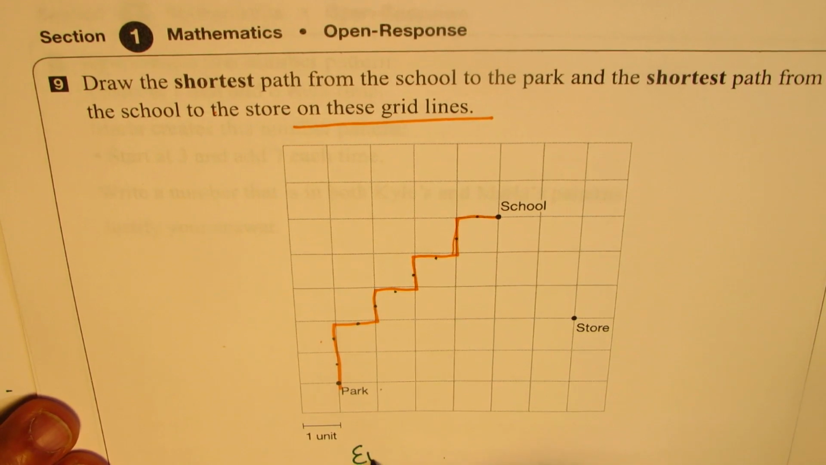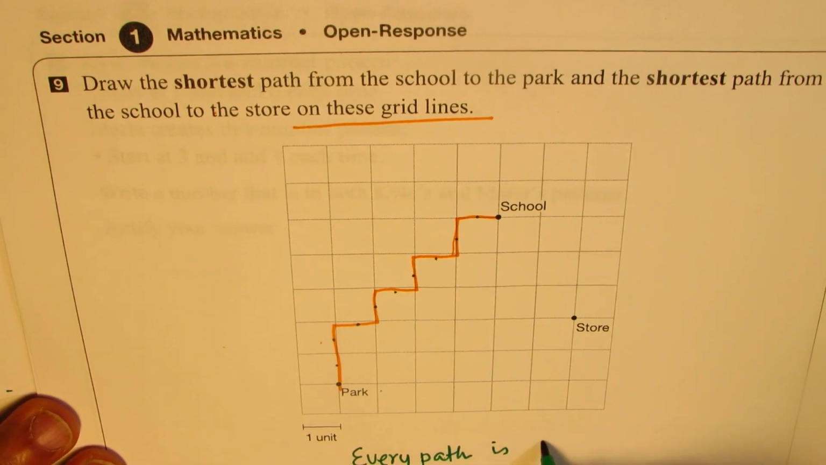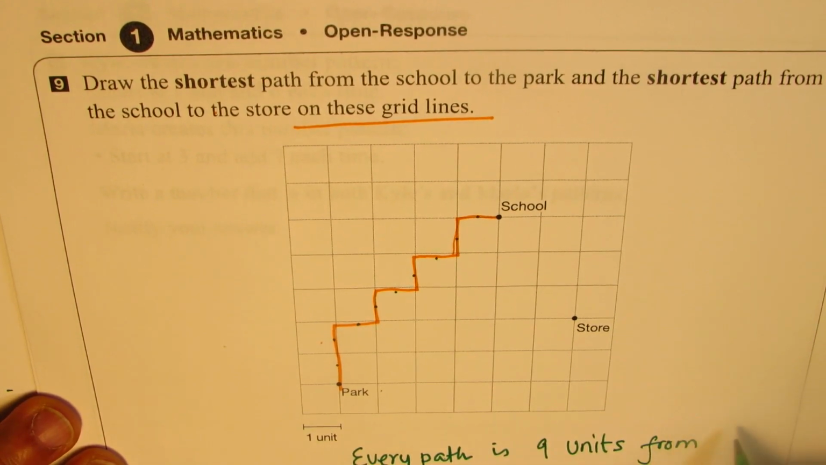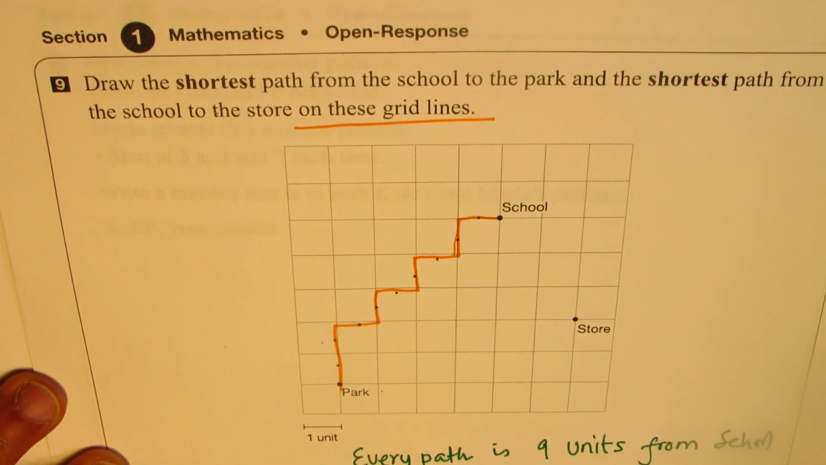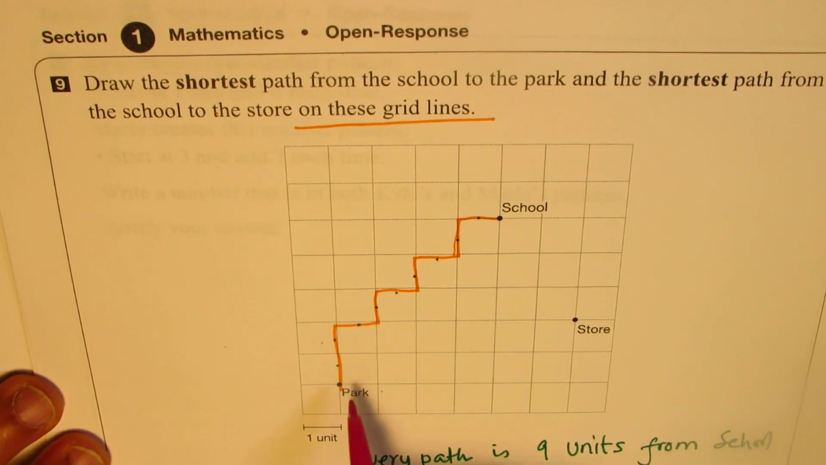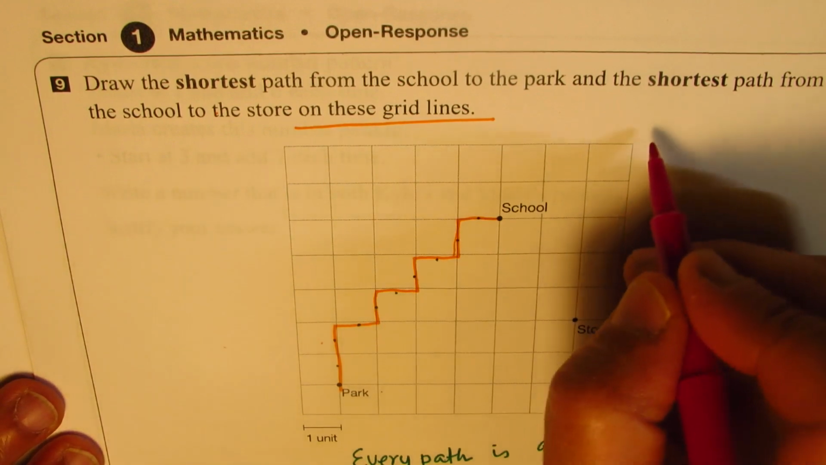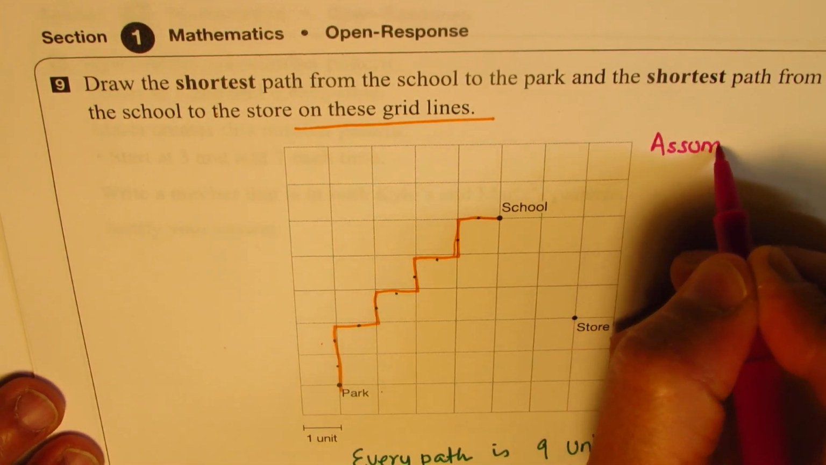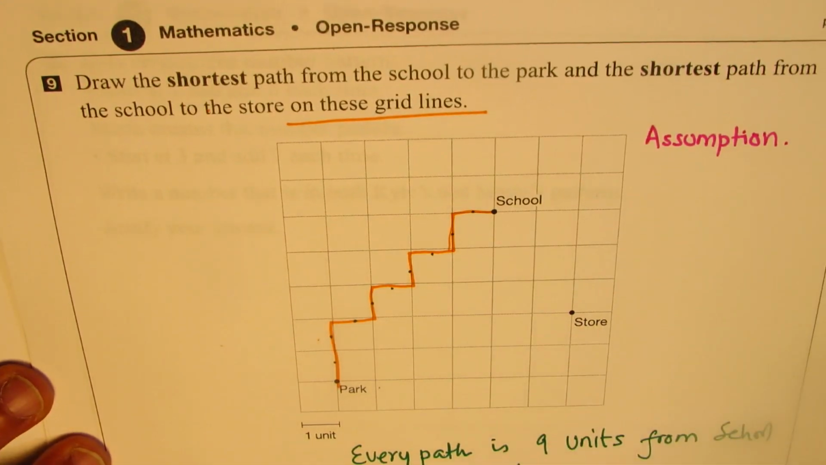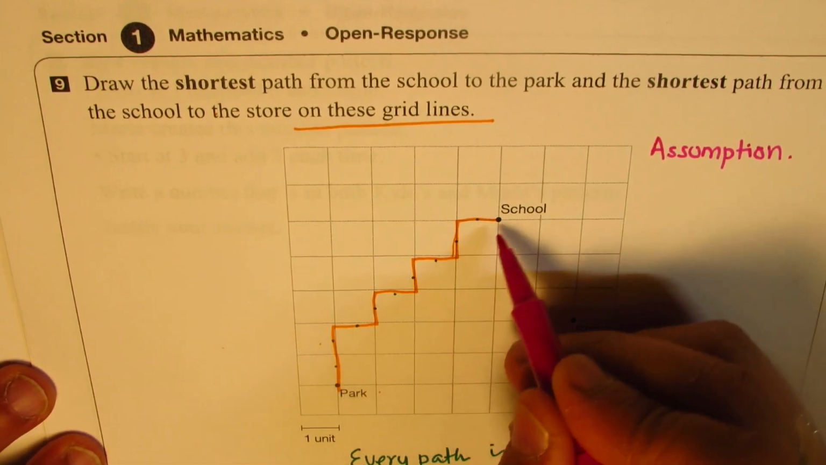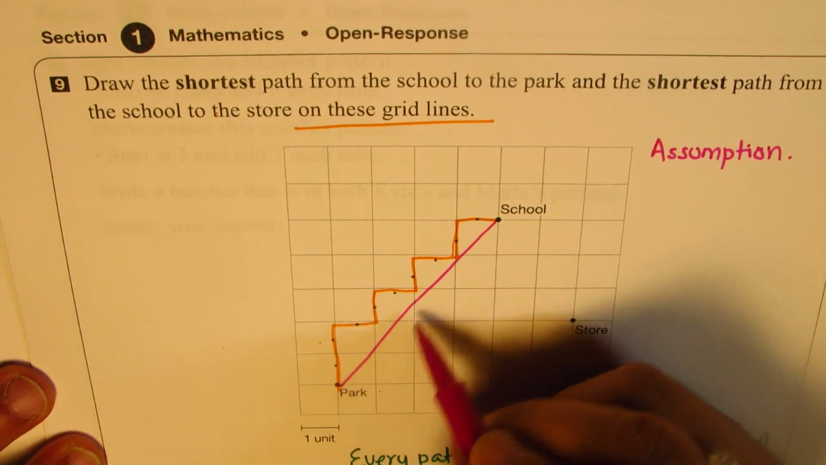So every path is 9 units from school to the park. Correct? But, well, let's create an option, and that is, we have an assumption, so we'll write assumption here. That is, suppose if we can walk through, as the crow flies, this could be the shortest path, right?